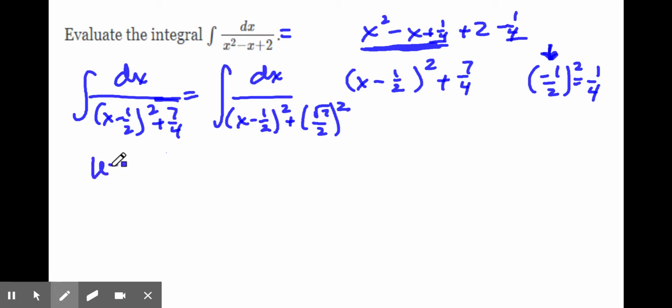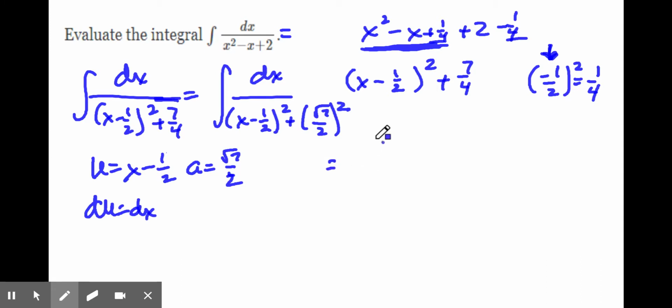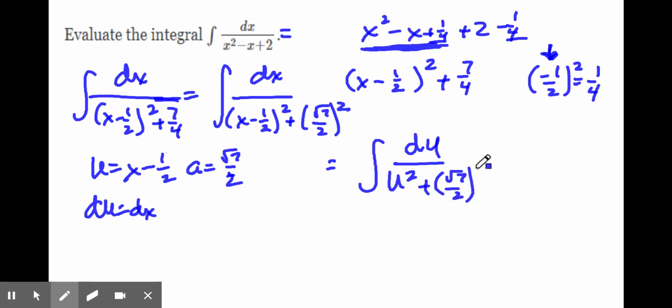All right, so we're going to have u equal to x minus 1/2. Our a is going to be equal to radical 7 over 2. du is equal to dx, so it's a straight swap, du for dx, no Beach Boys. And then our next integral is going to look like du over u squared plus radical 7 over 2 that's being squared. That's the arctan rule. So this is going to be 1 over radical 7 over 2, which we'll clean up in a minute.